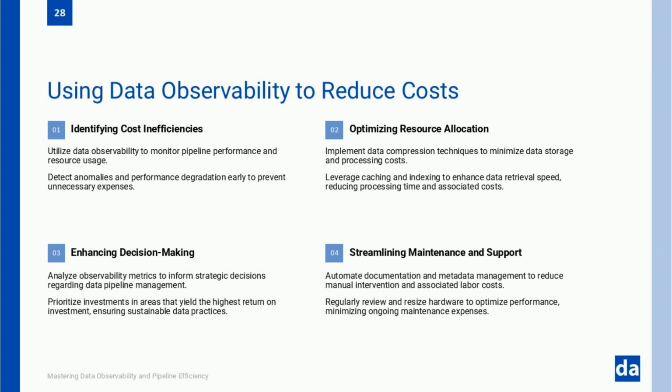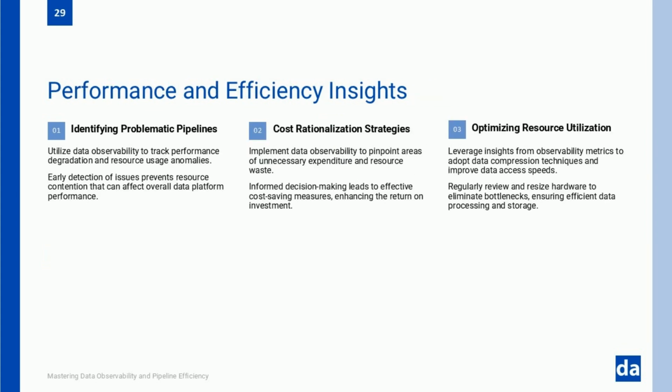4. Streamlining maintenance and support. Automation is a game changer. Automate documentation and metadata management to reduce manual effort. Regularly review and resize hardware to stay lean without compromising performance. A practical takeaway: data observability doesn't just watch, it acts. It helps you turn chaos into clarity and inefficiency into opportunity. Let me ask you this: how often do we stop to measure the efficiency of our data pipelines?